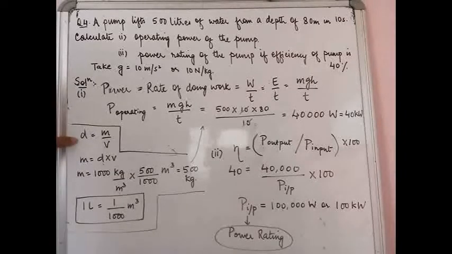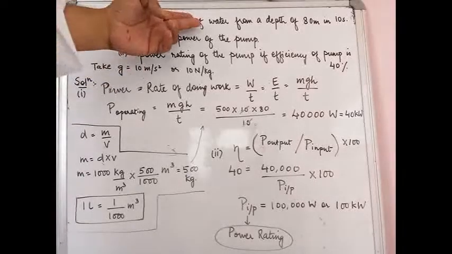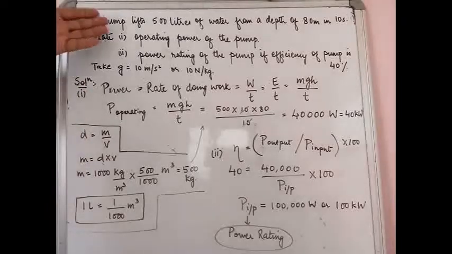So density is equal to mass upon volume, a formula that you are all very well aware of. So mass, if we cross multiply density and volume, you will have mass is equal to density into volume. So why are we doing this? Because we need to determine the mass of the water that the pump had lifted.